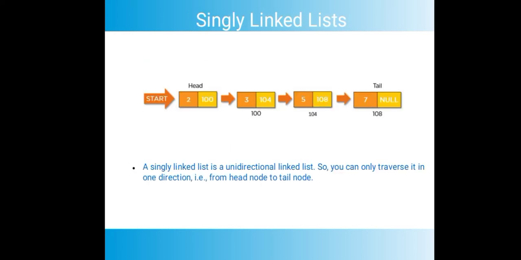Singly linked list. A singly linked list is a unidirectional linked list. Unidirectional means it can be traversed in one direction only, that is from head node to tail node, from left to right. Here you can see that the last node, that is the tail node, contains an element and a null reference, because the tail node is a special node where the next pointer is always pointing to a null reference. It indicates that it is the end of the list.